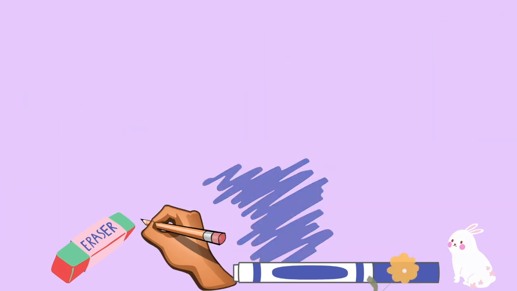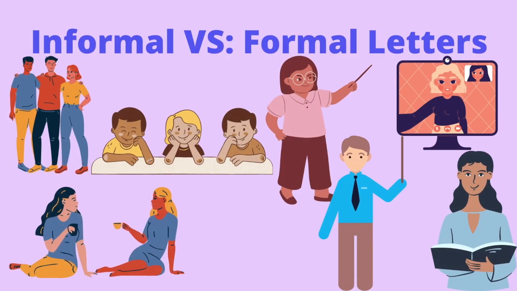Alright, so a quick word on informal versus formal letters. I have a few pictures up here. What do you see? On the left-hand side, we have a group of people that are peers, fellow students, friends, and family members. These are a group of people whom we would write informal letters to. And on the right, we have teachers, librarians, and people online. These are a group of people that we would write formal letters to. Always be kind.